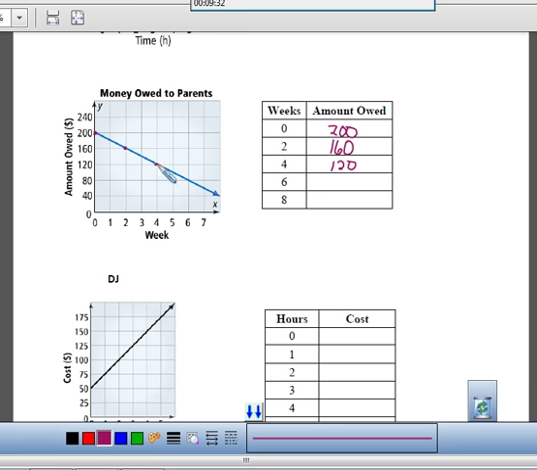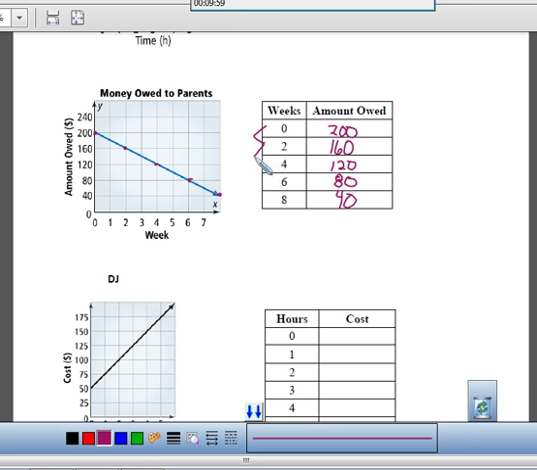you'll notice that the amount that they owe is decreasing every time. So 80, 40, eventually we'll get to 0. Now there's an arrow at the end of this because it will continue to go, but once it hits the x-axis, once it gets to 0 here, it should not continue. You're not going to keep paying your parents once you've paid them all the money.